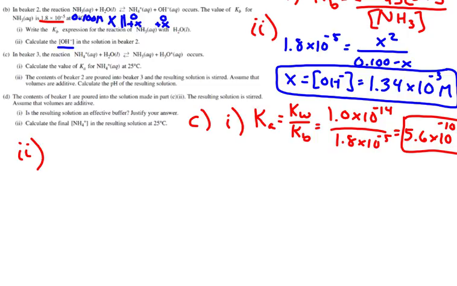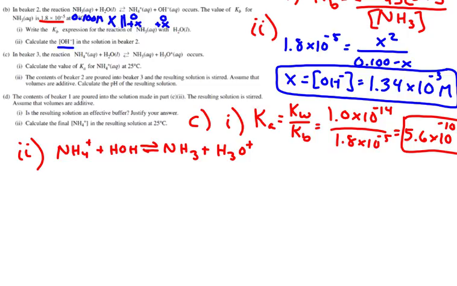Okay, so reminder, this is not a coincidence. By giving me the equation, I might need that. I'm just going to do that once, especially for the sake of review here today. So that's the equation that I'm given. It says, part II, the contents of beaker 2 are poured into beaker 3 and the resulting solution is stirred. Assume that volumes are additive. Calculate the pH of the resulting solution.